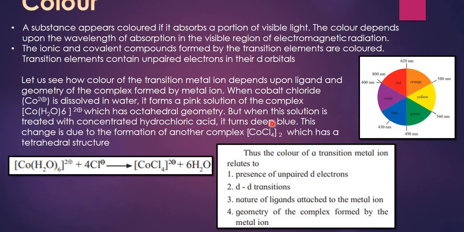And one more thing, the color of the transition metal ion also depends upon the ligand and the geometry of the molecule formed by the metal ion. When cobalt chloride is dissolved in water, it will form a pink complex because of the formation of this complex ion having octahedral geometry. And when it is added with hydrochloric acid, you will get to see the formation of this complex ion, which is having a tetrahedral geometry.